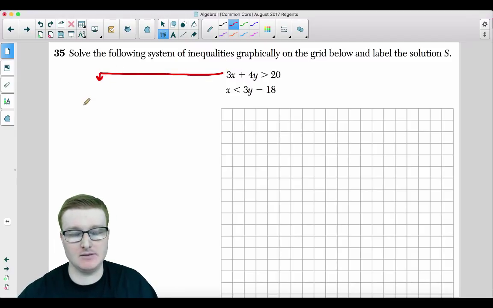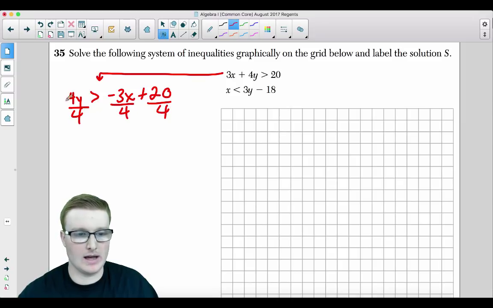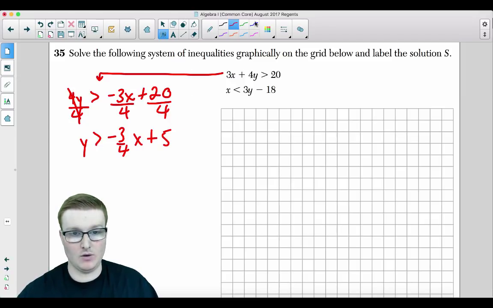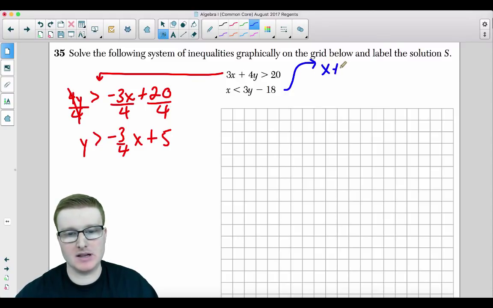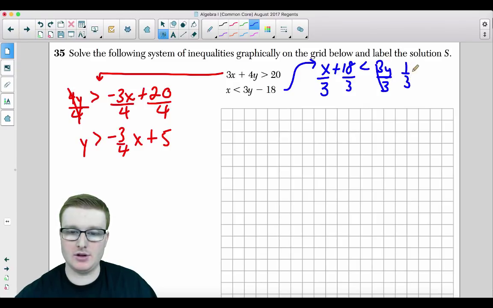So for the first inequality that I see, I'm going to move that 3x over. So we get 4y, keep on that inequality sign, greater than negative 3x plus 20. Divide by the 4, okay? We get y is greater than negative 3/4 x plus 5. Now, over here, you're going to move that 18 to the right. So we get x plus 18 is less than 3y. Divide by 3, by everything. And we get 1/3 x plus 6 is less than y.